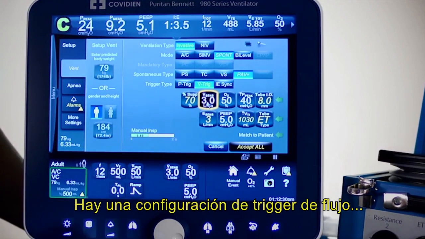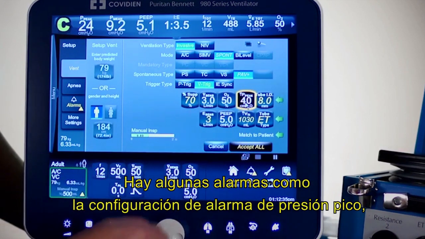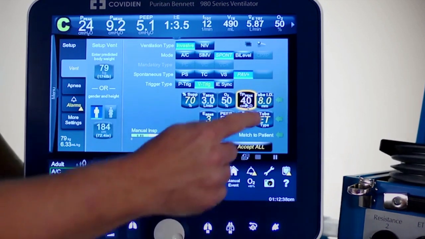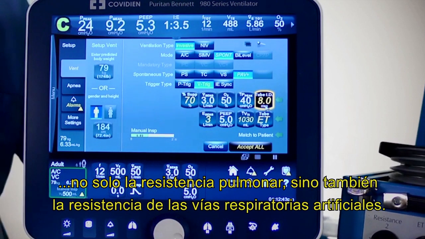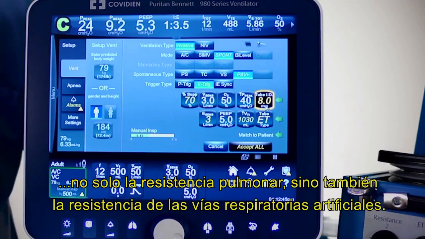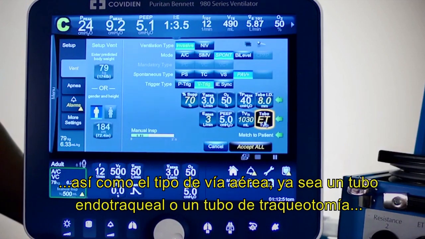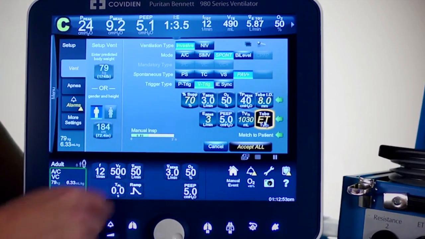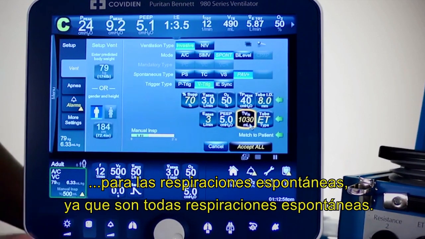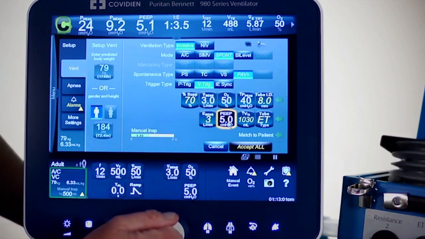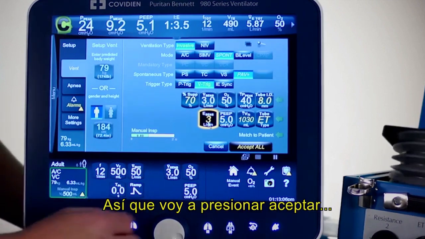You have a flow trigger setting, an O2% setting. Now you have some other alarms here. You have high peak pressure alarm setting. You need to put in the right size diameter tube because once again it's going to try to compensate for not only the lung resistance but also artificial airway resistance as well. So I've got 8 in there right now, as well as the type of airway, whether it's an ET or a trach tube. And then you also have high total volume alarm limits for the spontaneous breaths because these are all spontaneous breaths. You have a PEEP setting, and then you also have an expiratory sensitivity setting which is set at 3. So I'm going to go ahead and hit accept here.